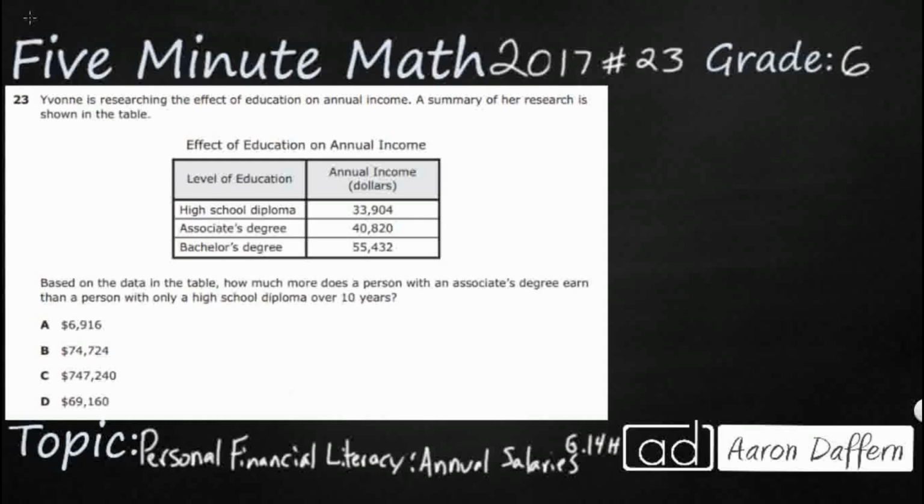So Yvonne is researching the effect of education on annual income, and there actually is a pretty big effect. The summary of research shows the annual income of 3 different levels of education. Our lowest level of education here is a high school diploma. We're all very familiar with that. We get that at the end of high school. And most of us are very familiar with this bachelor's degree. This is a 4-year degree, and you get that from a college or university.